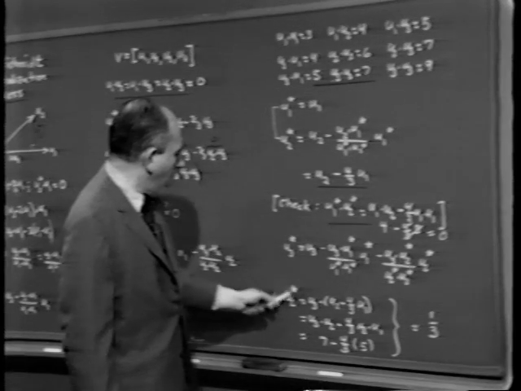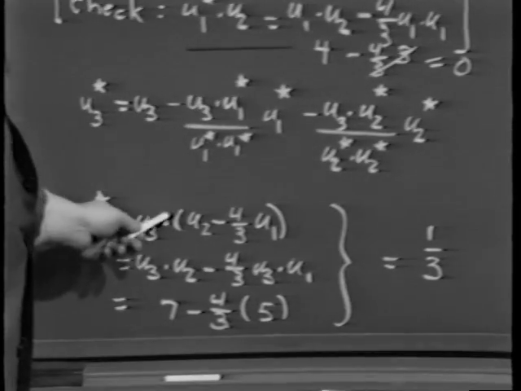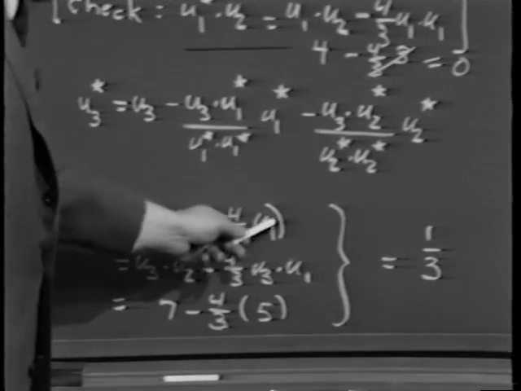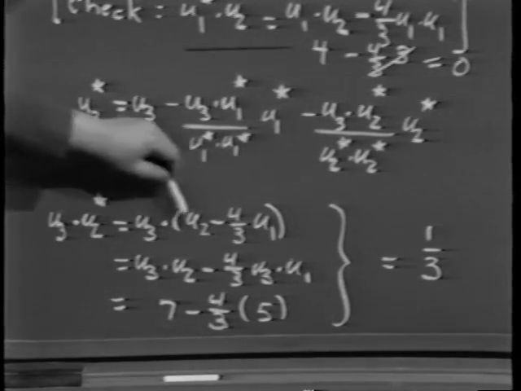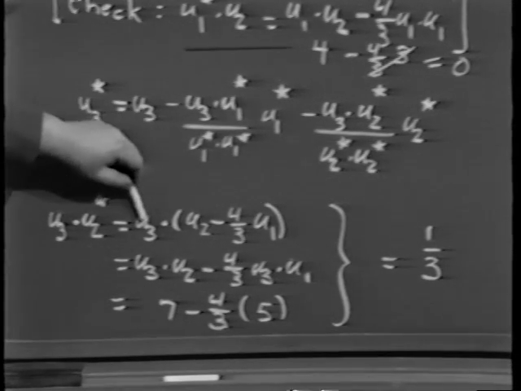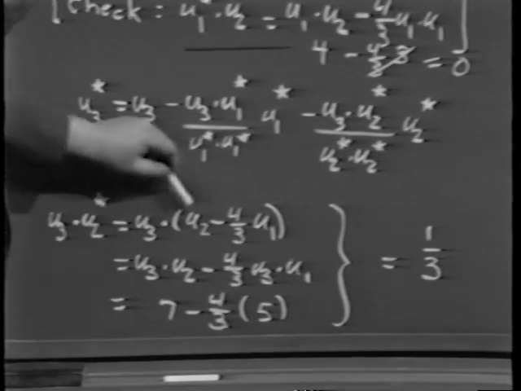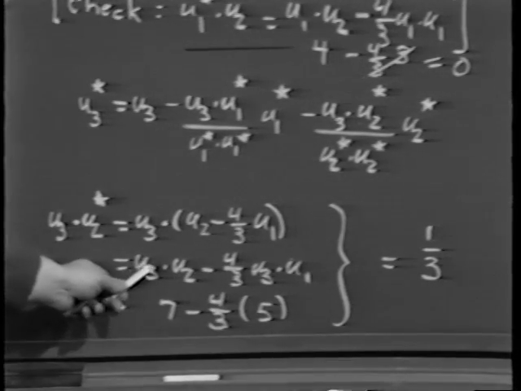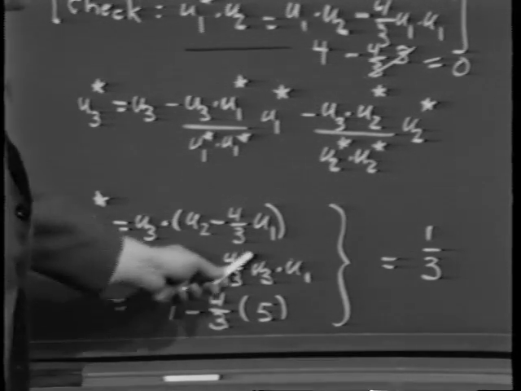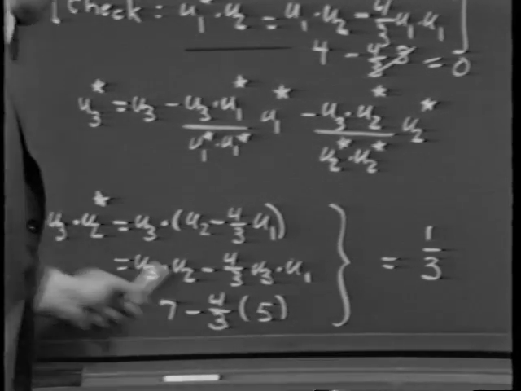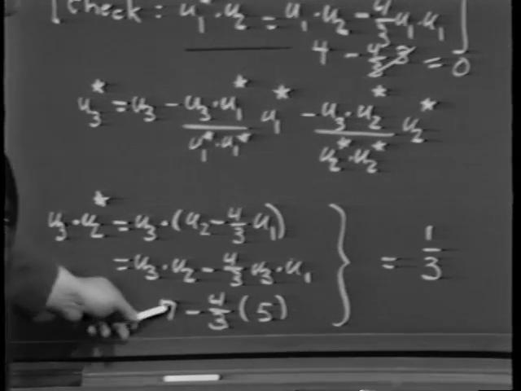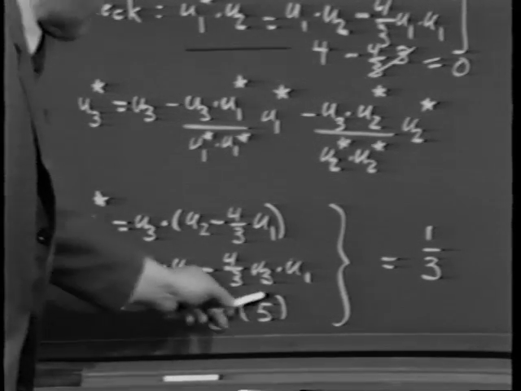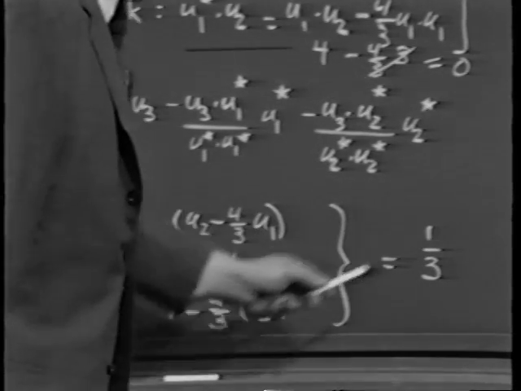Consequently, u3 dot u2* is u3 dot (u2 minus 4/3 u1). And now you see the mechanical algebra takes over again. I know what my axioms for dot products are. This gives me u3 dot u2 minus 4/3 u3 dot u1. I'm given that u3 dot u2 is 7. I'm given that u3 dot u1 is 5. So u3 dot u2* is 7 minus 4/3 of 5. That's (21 minus 20) over 3, which is 1/3.